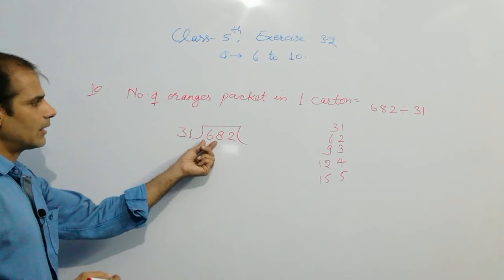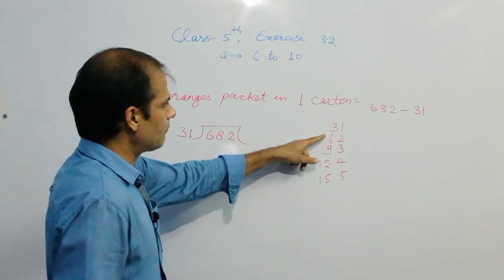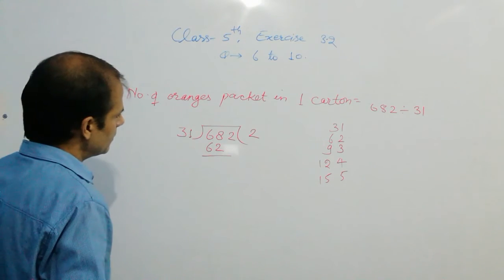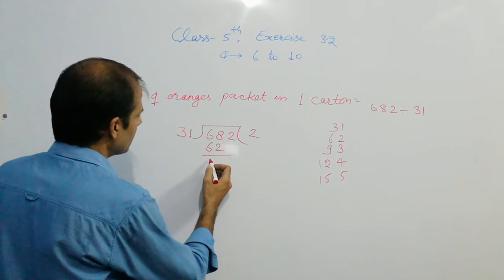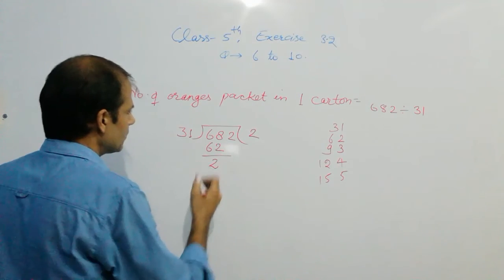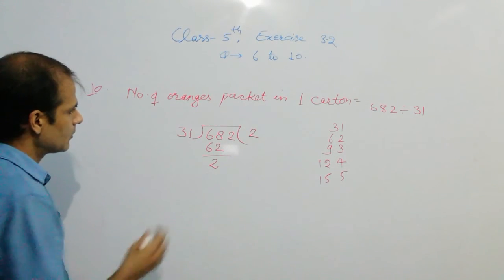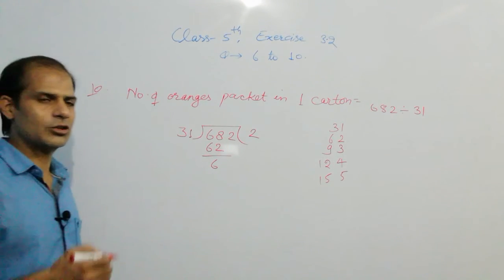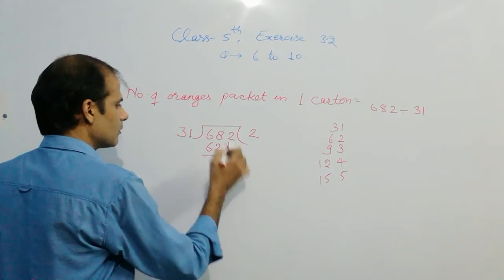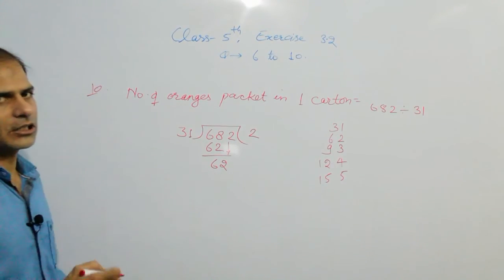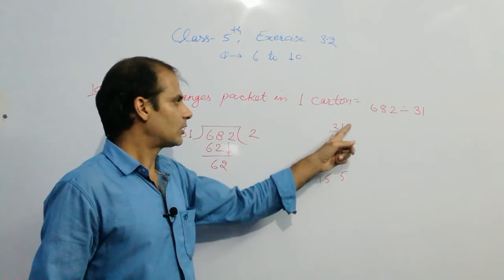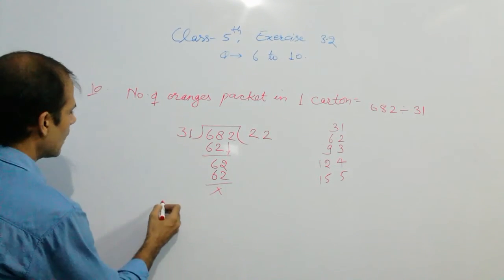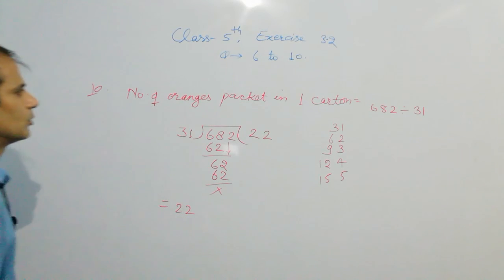As you can see, it is 68. So we have to write 31 2 ja 62. Okay, 6 is remaining after subtraction. 68 minus 62 is 6. Copy this 2. Now the number is 62. You can see in the table 31 2 ja 62. 31 2 ja 62. So the answer will be 22.